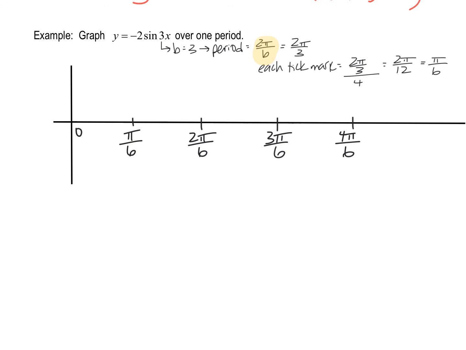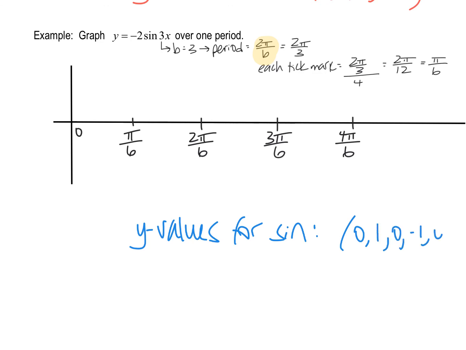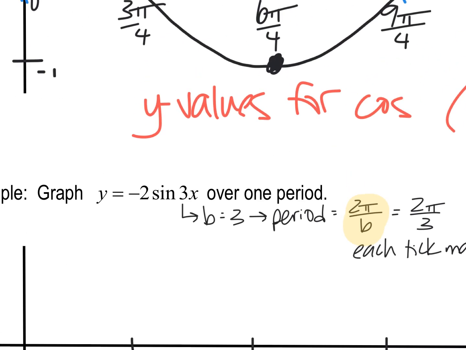The last thing that I need to do is figure out where to put my y values. So remember the y values for sine. You can look to the front page, but remember that the sine of 0 is 0, and then it goes 1, 0, -1, 0. Do you remember that this amplitude is 2 and it's also reflected? I'm going to make a little bit of a note about that. The amplitude is 2 and it's reflected because it's negative. Another way of saying reflected is flipped upside down.